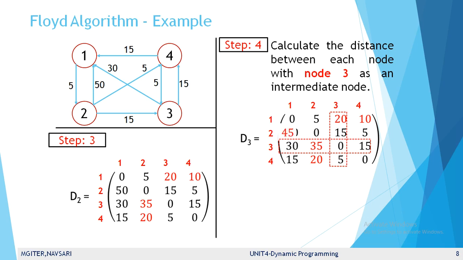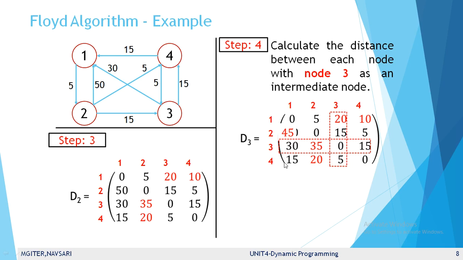Now we change it. Now we check for 2 to 4. For 2 to 4 the edge is 5. Intermediate vertex we check it. 2 to 4 is 5. But via intermediate vertex 3, 2 to 3 here given is 15, plus 3 to 4. 3 to 4 is 15. So 15 plus 15 is 30. But 30 is greater than 5.